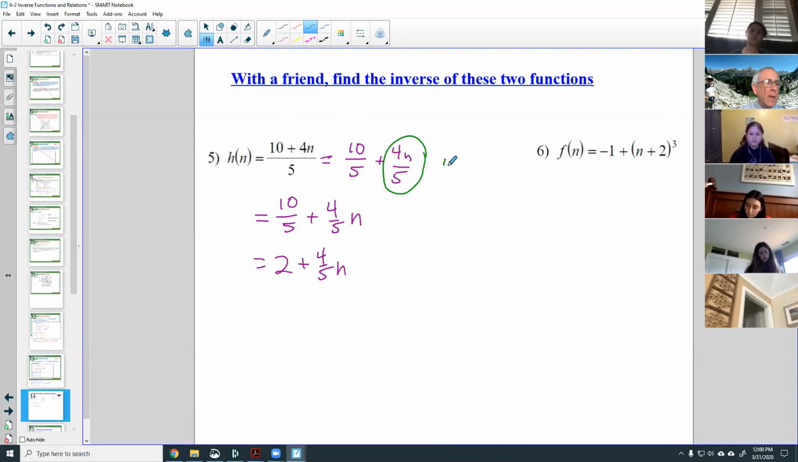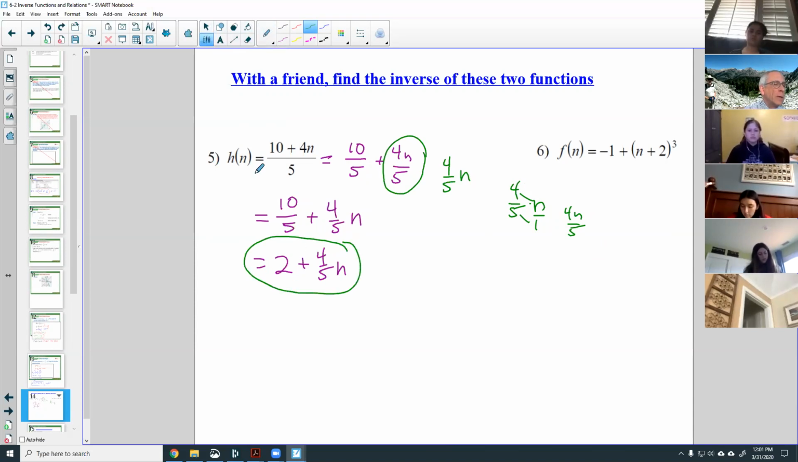It's the same thing as 4/5 n, right? It's like 4/5 times n over 1. If I multiply straight across, I get 4n over 5. Same thing. But it will definitely be easier to solve in this form. And if you don't want to use n's, you can use x's. It's really up to you. But so these are the two.